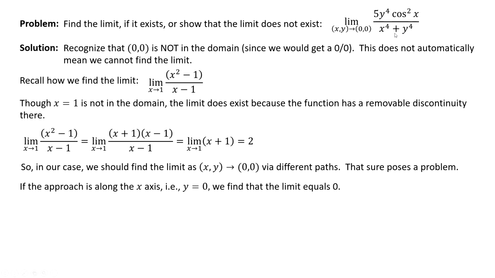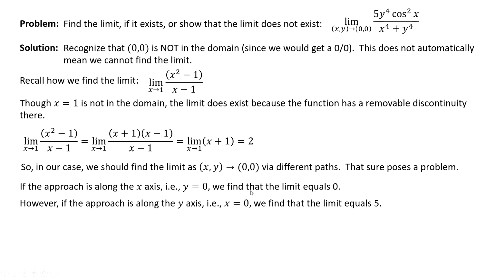So it is tantamount to our evaluating the limit as y approaches 0 of 5y to the 4 over y to the 4. Oh, wait a minute, we can cancel the y to the 4 and y to the 4 because y is barely approaching 0 but not equal to 0. So that reduces to 5. And guess what? The limit is actually 5.